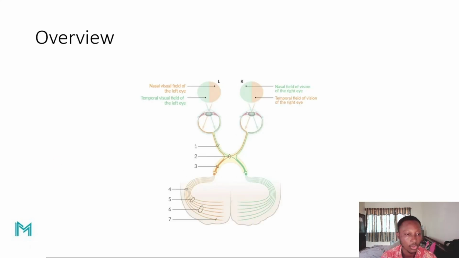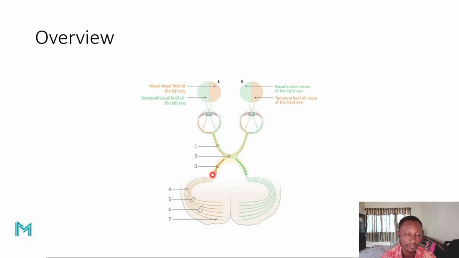Now, the visual pathway starts from the retina, the back of the eye, where you have the visual receptors, the cones and the rods. And these are the ones that pick up impulses and transmit these impulses along the optic nerve through to the optic chiasm, where the fibers proceed to the lateral geniculate body of the thalamus. So from the cones and rods of the retina, you have the optic nerve up to the optic chiasm. Then you have from the optic chiasm down to the geniculate body. This is the optic tract.